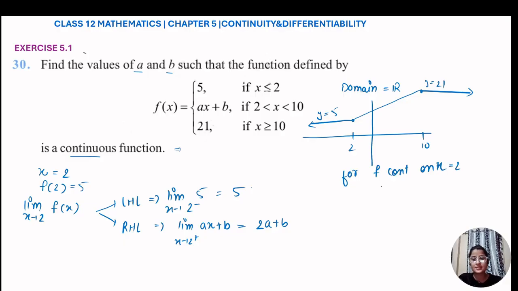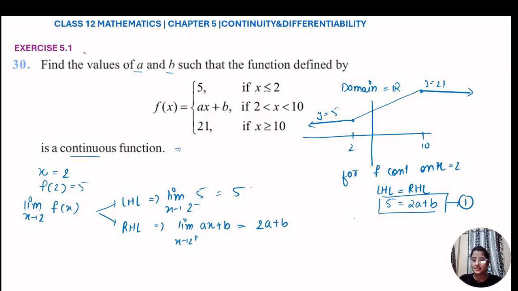we want that your limit should exist. For the limit to exist, the left hand limit should be equal to the right hand limit, and this limit value should be equal to your function value. When the left hand limit and the right hand limit are equal, this equal value is nothing but your limit value. So your left hand limit is 5 and your right hand limit is 2a plus b. Now this is the one required condition you get, name it 1. Now as you can see, your limit will be 5 and your function value is also 5.